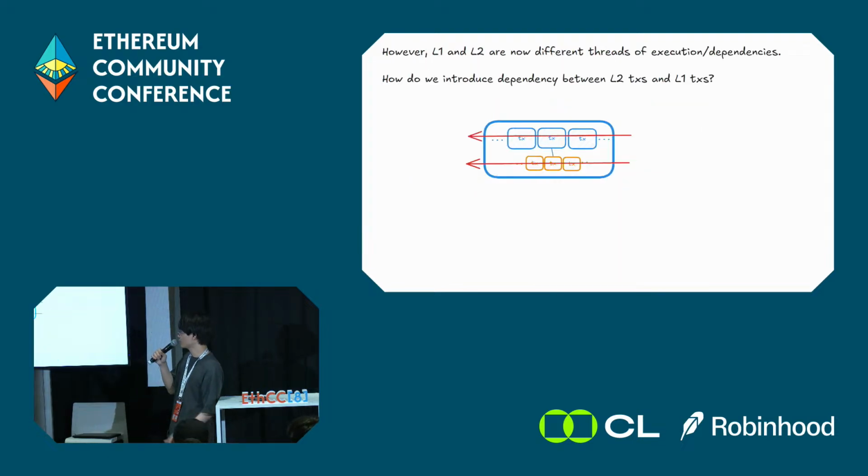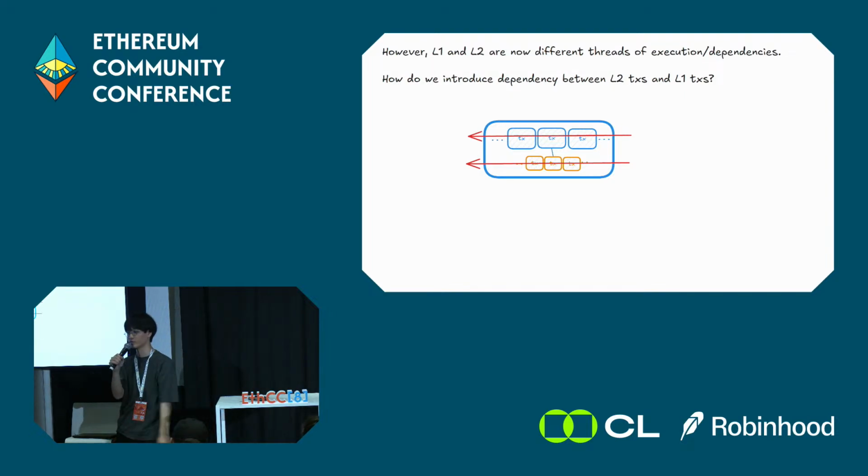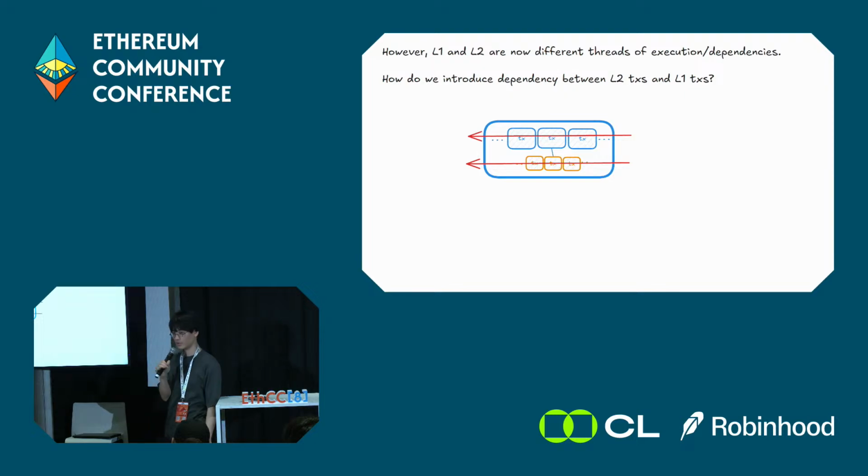Okay, so that's all nice, really good scalability, but however, the L1 and L2 are now completely different threads of execution and dependencies. You can see here, all these L1 transactions can depend on the previous L1 transaction, and so on and so forth. And the L2 is the same, the L2 transaction can depend on the previous L2 transaction, but they're completely separate threads now. So we lost that cool synchronous thing that we had when we just had the L1. So the big question here is how do you introduce a dependency between the L2 transaction and the L1 transactions?